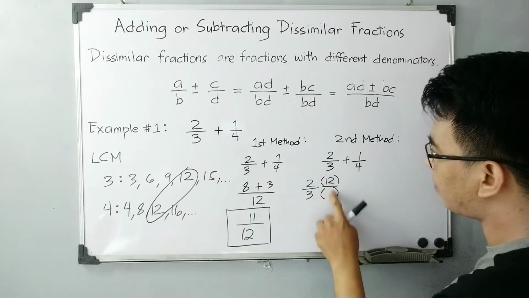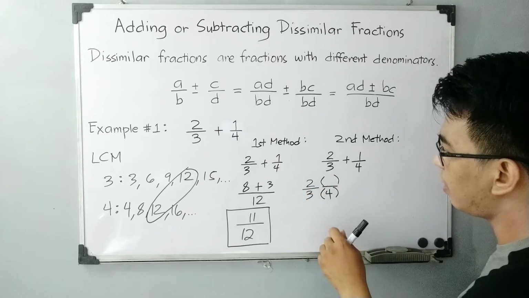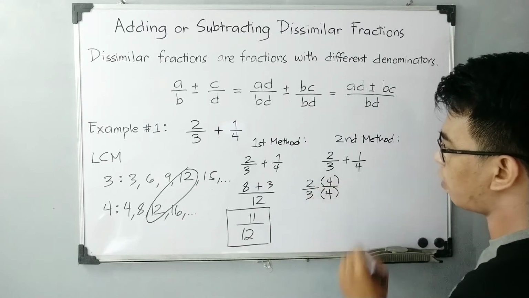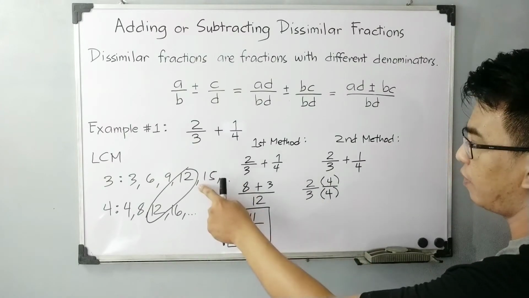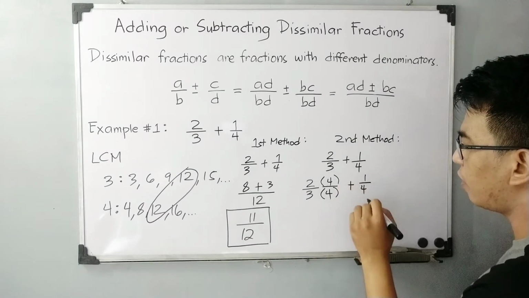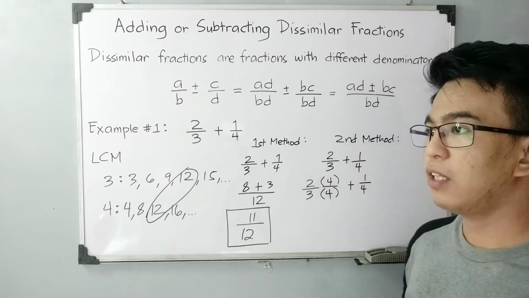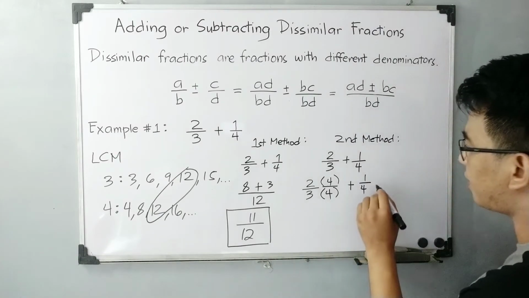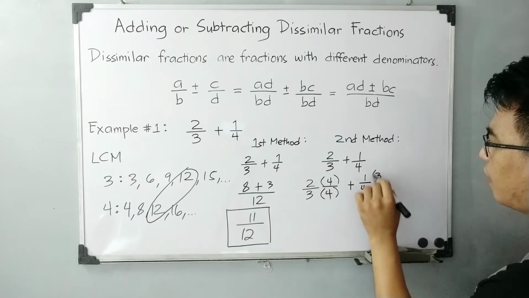You need to multiply it by 4, rather, to make it 12. Again, you need to multiply it by 4 over 4, kasi 4 times 3, that will give you 12. And for the 1/4 naman, since 1 over 4 to, isipin natin, anong pamumultiply natin sa 4 to make it 12? So, the answer is 3. Kailangan natin i-multiply ito by 3 over 3.